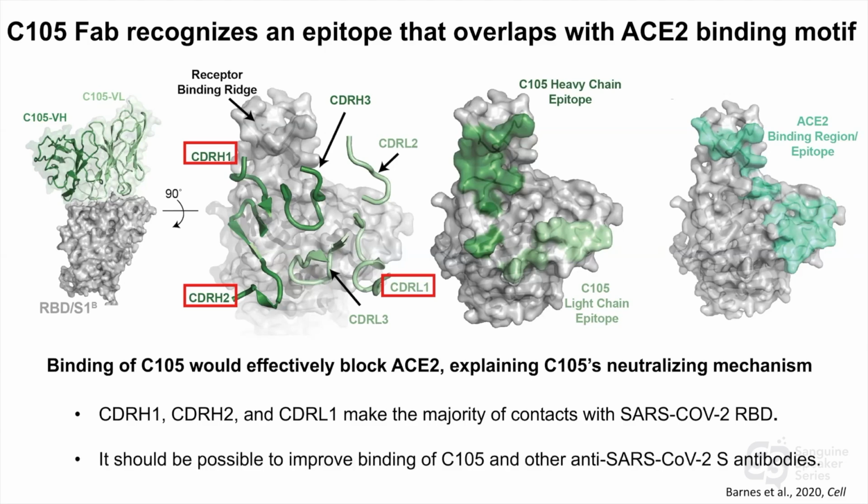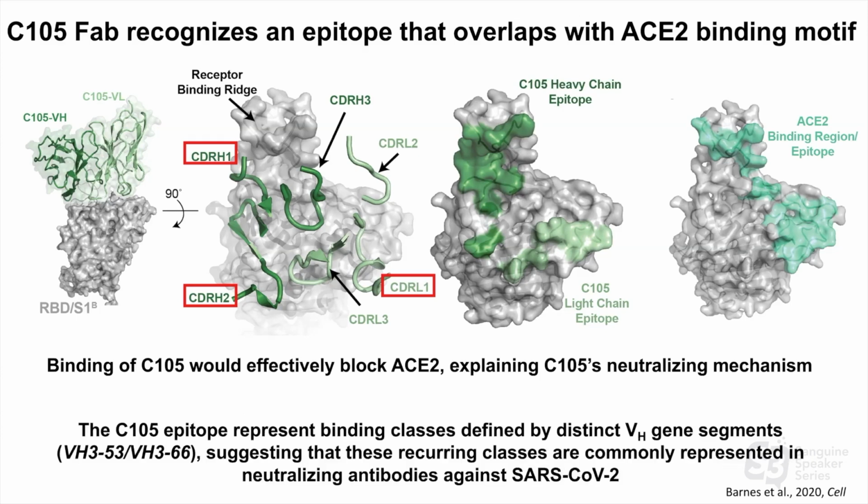And I think this has been shown in a lot of structures of these antibodies from a number of labs at this point. So I think what it means is that it should be possible to use protein engineering, machine learning, and so on techniques to improve binding, or in vitro selection, to improve binding of C105 and other neutralizing antibodies. I think you'd probably get more potent antibodies that you could use at lower concentrations therapeutically, for example.